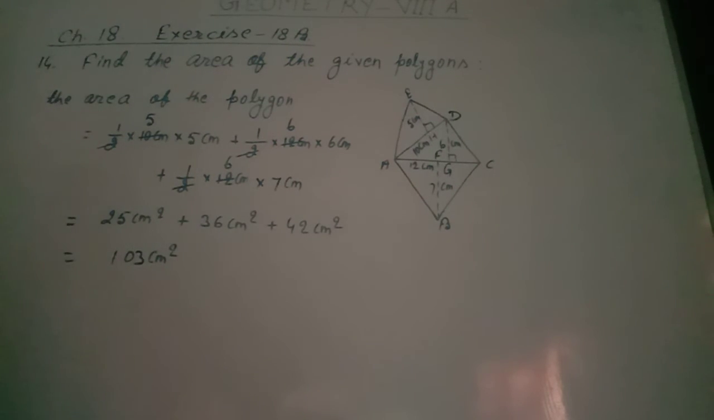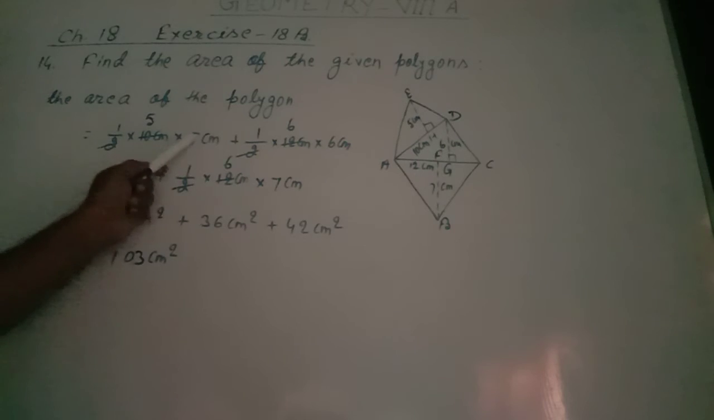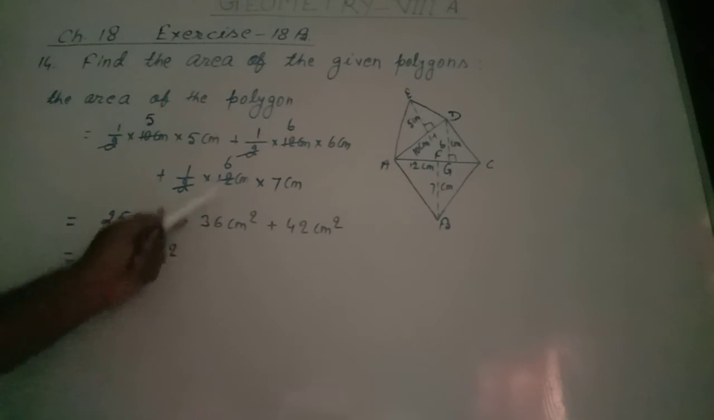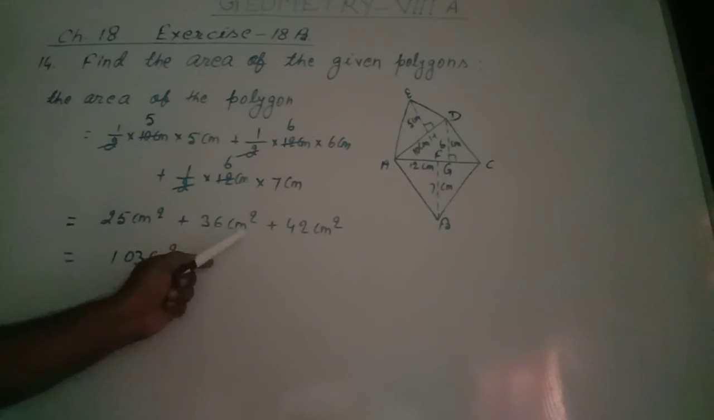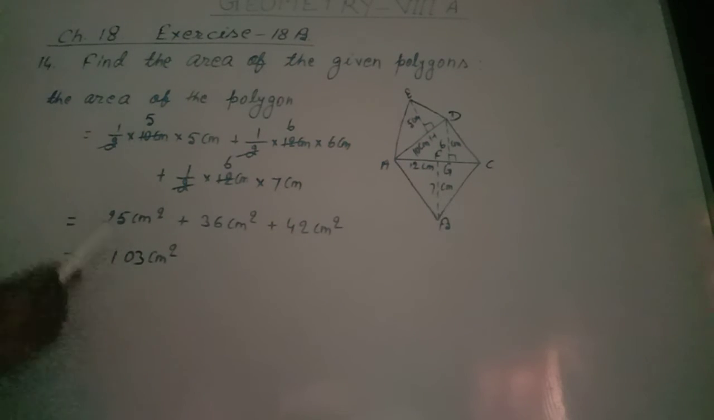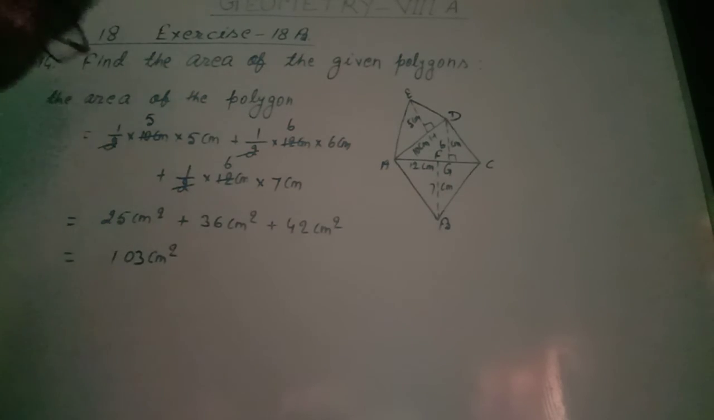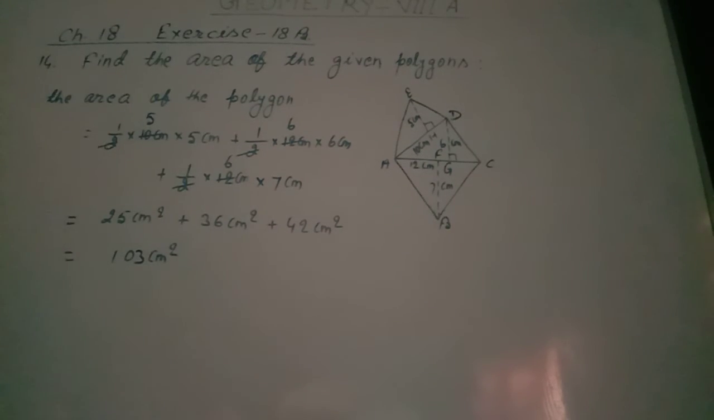Now we have calculated all these. 2 5s are 10, 2 6s are 12, 2 6s are 12, 5 into 5 is 25 centimeter square. 6 into 6 is 36 centimeter square, 6 into 7 is 42 centimeter square, and the addition of these three areas became 103 centimeter square. That is the answer.